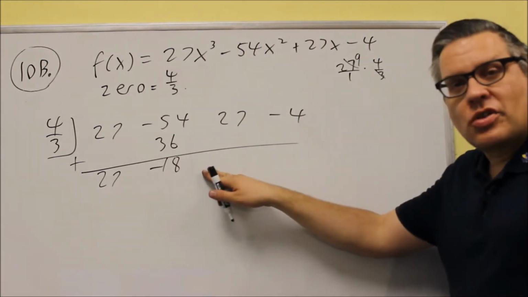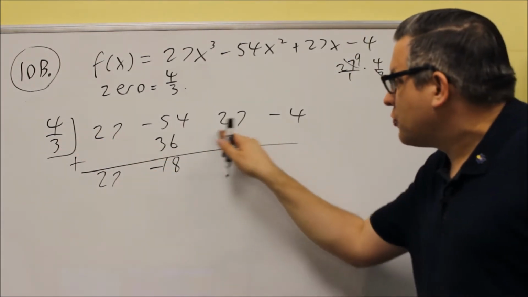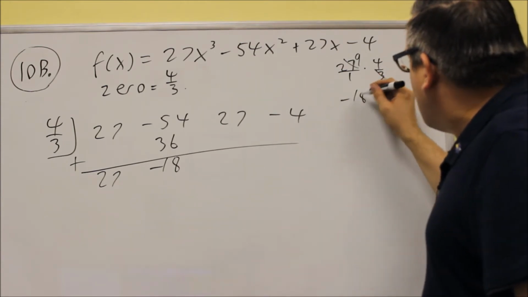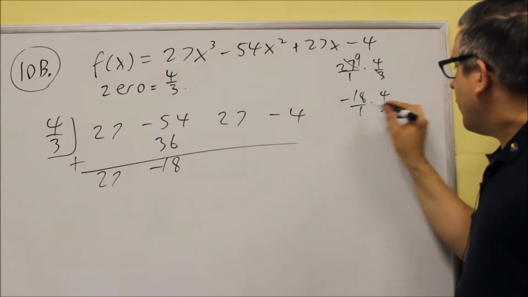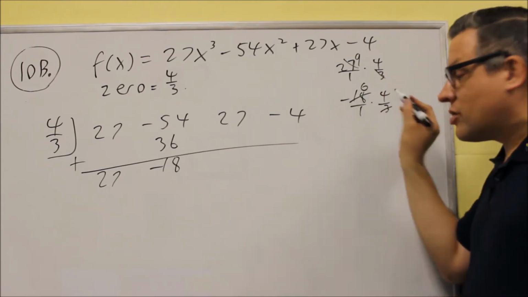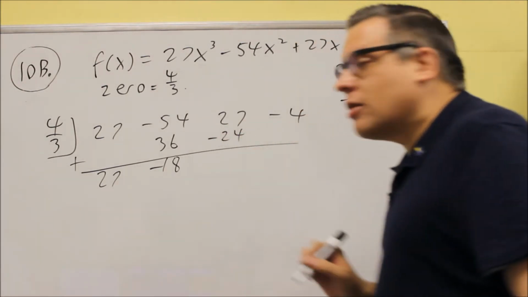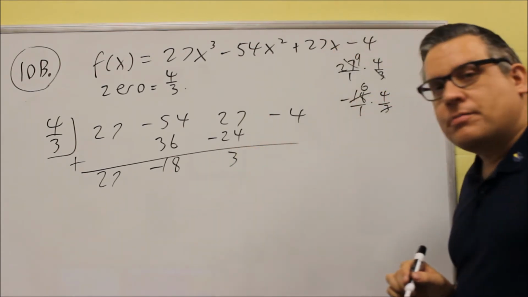So now we're going to do the synthetic division steps again. Negative 18 will multiply by 4/3, and we put the result underneath. So we're going to do negative 18 over 1 times 4/3. 3 divides into the 18, you get 6. And you're going to get negative 6 times 4, negative 24. That goes underneath here. And again, you're going to add that together, and you get a 3.